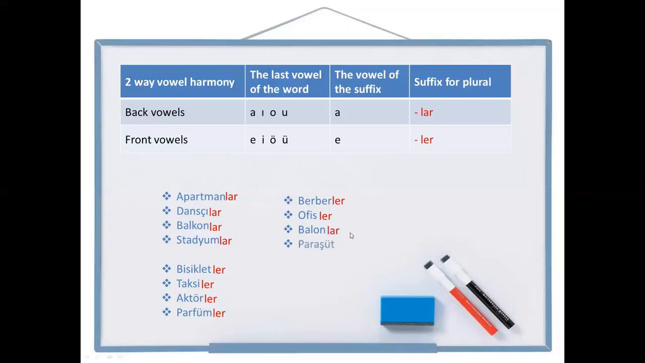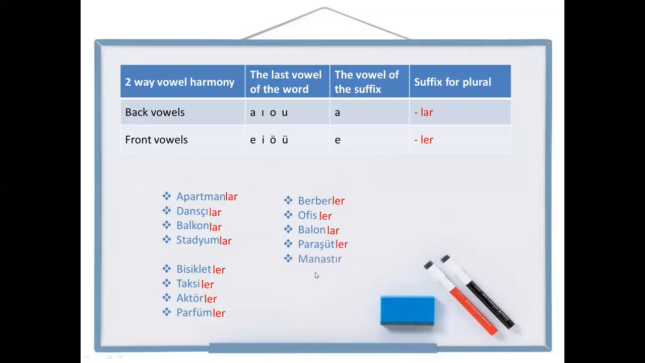And the next one is parachute. The last vowel is ü. Is it a back vowel or a front vowel? When I'm producing ü, I'm using the front part of my mouth. I don't need to memorize all the charts. I can understand that I'm using the front part of my mouth while producing ü. So do I need to write ler or lar? I should write ler because e is a front vowel and it is in that suffix. Paraşütler.